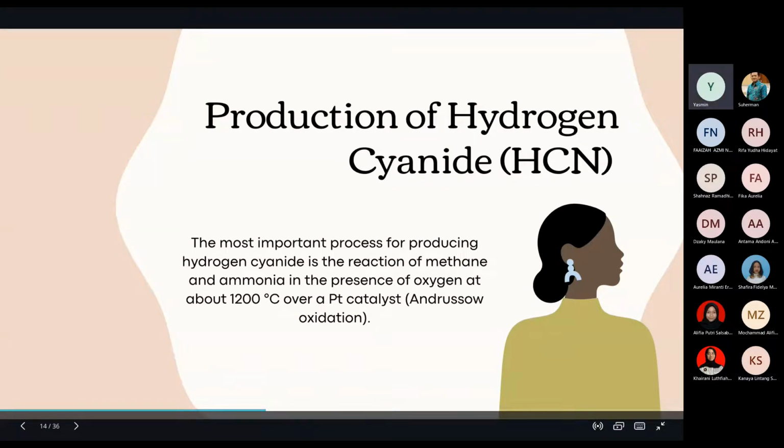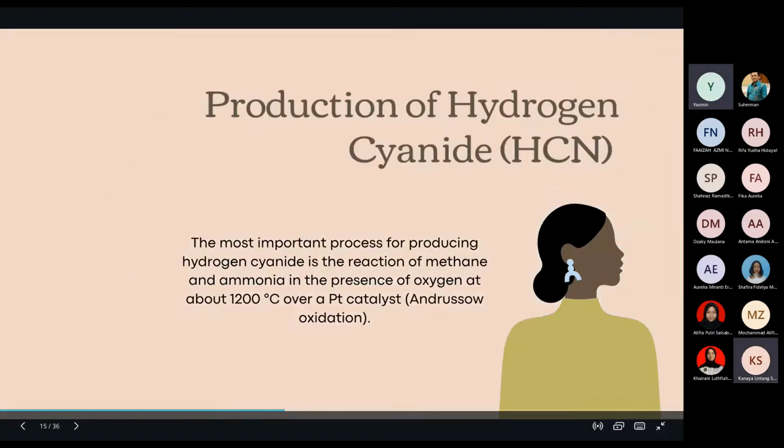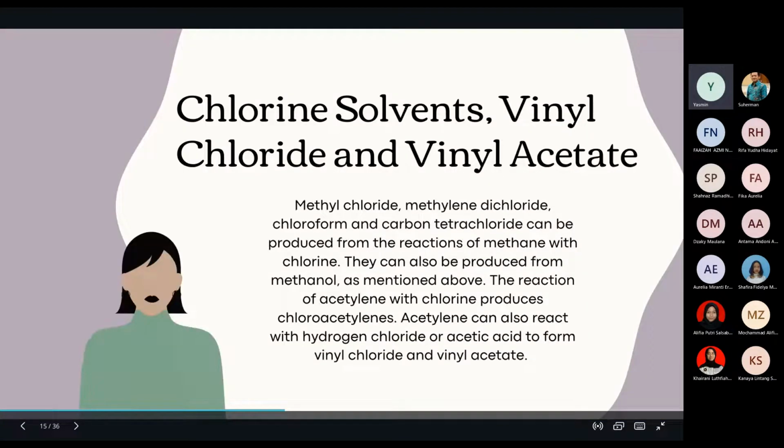Production of hydrogen cyanide. The most important process for producing hydrogen cyanide is the reaction of methane and ammonia in the presence of oxygen at about 1,200 degrees Celsius over a Pt catalyst, and that's called Andrussow oxidation.